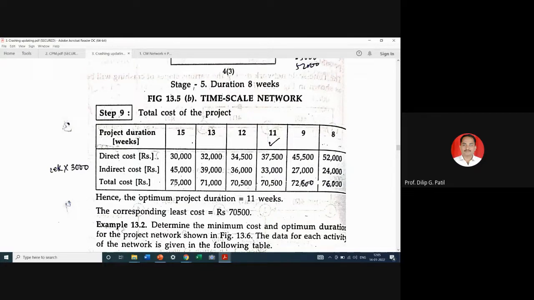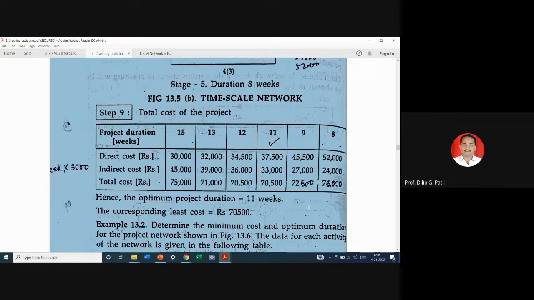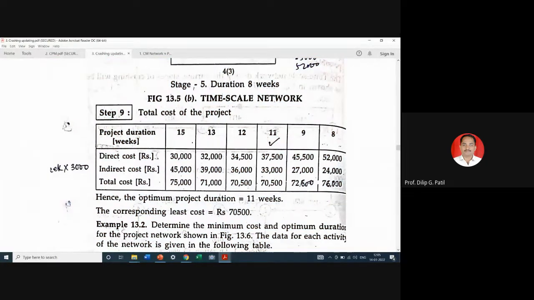So instead of 75,000 and 15 weeks, you can crash the project and you can have a reduction in the total project cost to some extent, and it can result in reduction in the project duration also. So instead of 15 weeks, you can complete the project in 11 weeks. Although there is addition of more resources and addition in the direct cost, due to reduction in the indirect cost, you see that the total cost of the project is reduced. So we have to decide this particular duration and this particular project cost. So the operation is step by step.